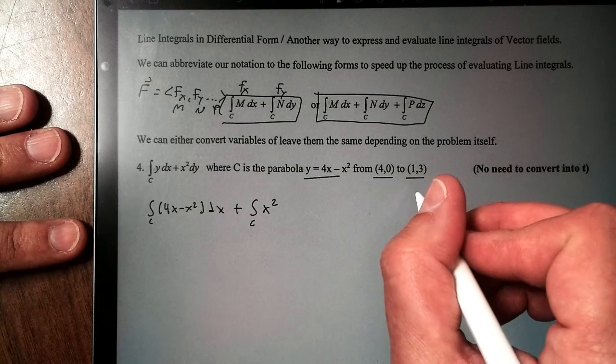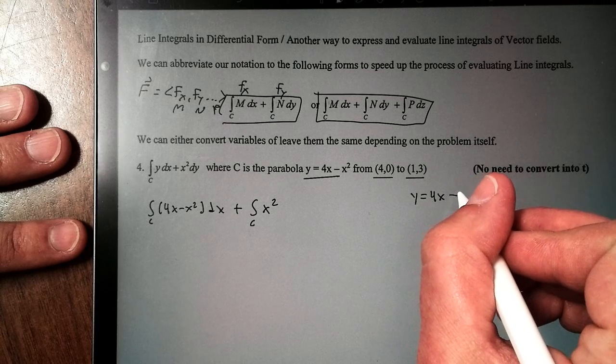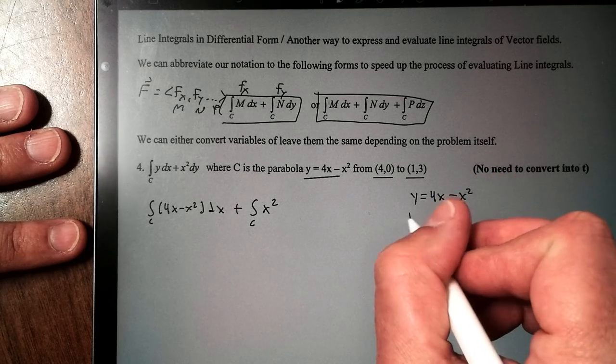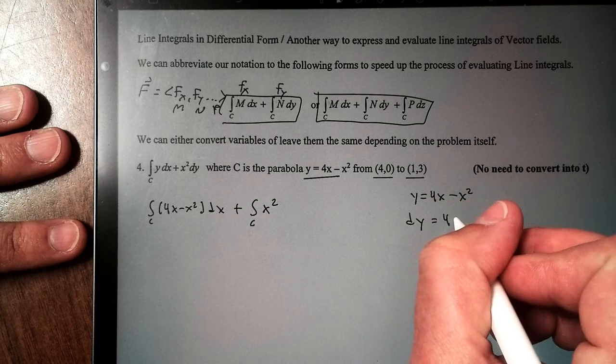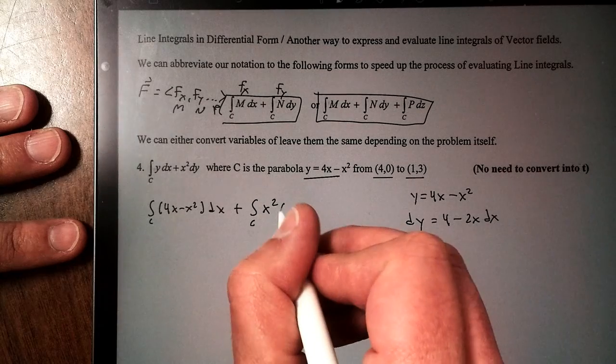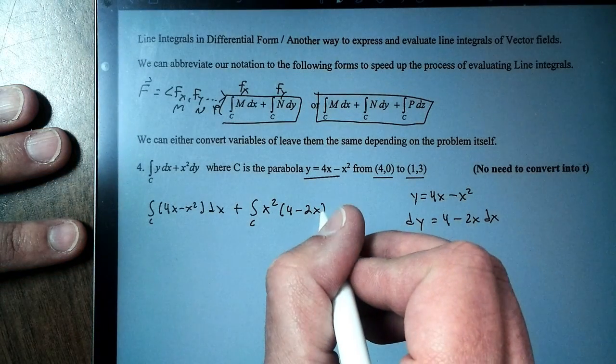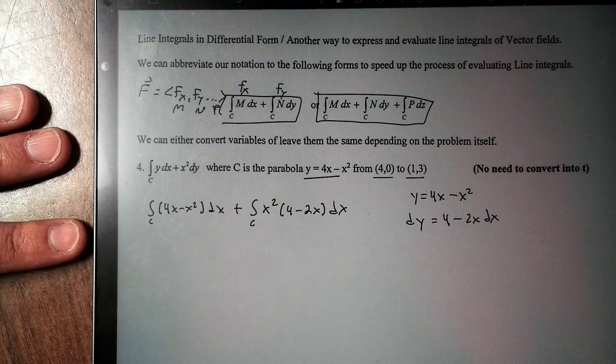So in other words, if I know y is equal to 4x minus x squared, I can find dy by taking the derivative, 4 minus 2x dx. And that's what I'm going to multiply here. 4 minus 2x dx.